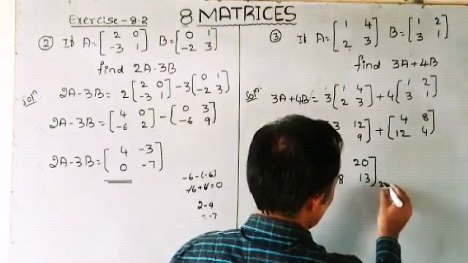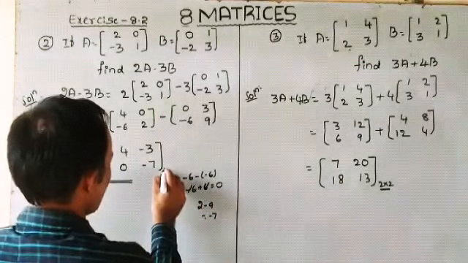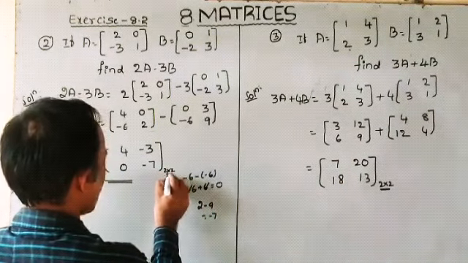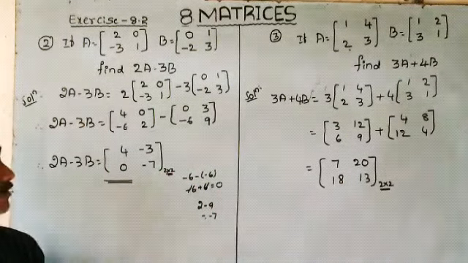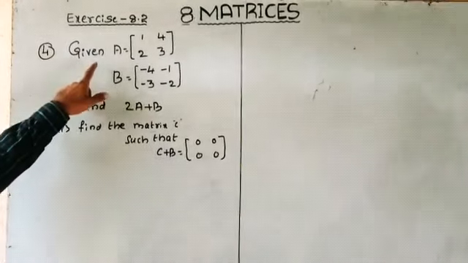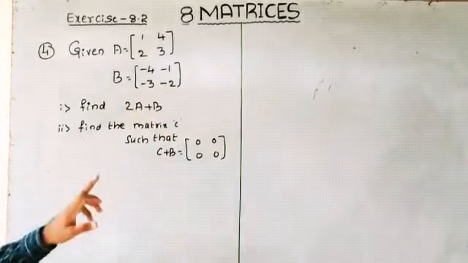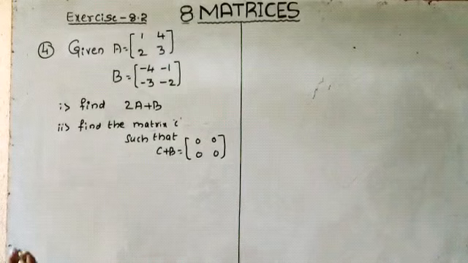So what is the order of this one? This is the same as either A or B. Similarly here also, 2 cross 2, either A or B. Okay? So this is the procedure. Problems are very simple. Fourth one. A is equal to 1, 4, 2, 3. B is equal to minus 4, minus 1, minus 3, minus 2. Find the value of 2A plus B. First, solution.